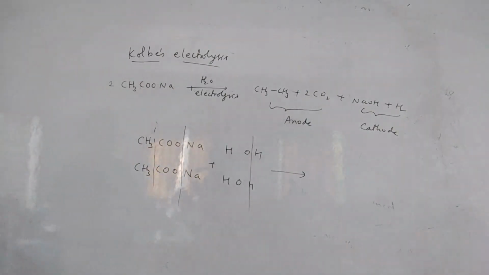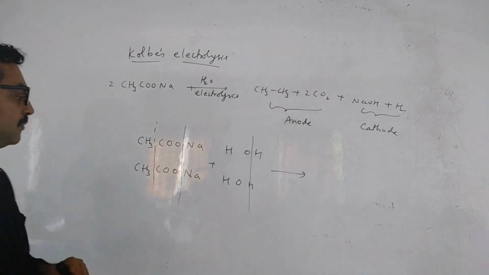So from acids we prepare alkanes by 2 methods. One is decarboxylation and the other one is Kolbe's electrolysis. Fine. I will revise once it is done so that you can remember.